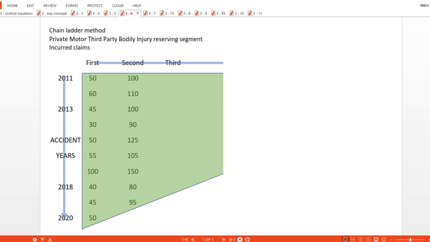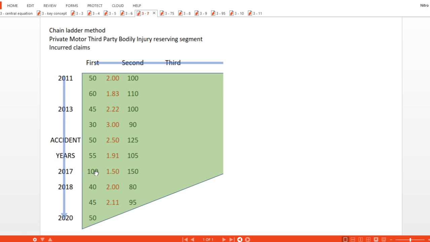Let's now zoom in on the first and second columns of data. We can calculate the first column of link ratios by simply dividing the second column by the first, as follows. So when we look at the 2011 accident year, we get a first link ratio of 2, which is simply 100 units divided by 50. So 100 over 50 is 2.